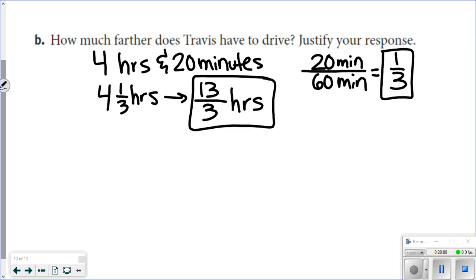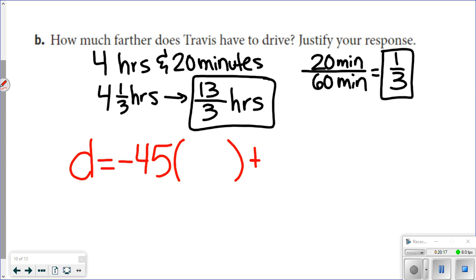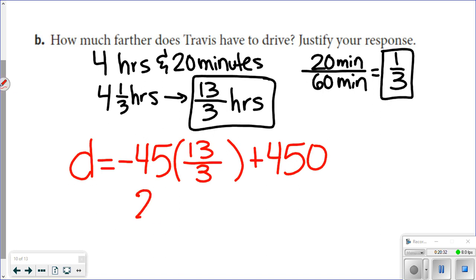So let's take this and plug that in. Now, we're plugging it into our equation. Well, do you remember what our equation was? D equals how fast we were driving times the number of hours, plus our starting number, our y-intercept. So we're going to put 13 over 3. Go ahead and type that in. And it's roughly 255 miles left to go if he's driving 45 miles per hour.